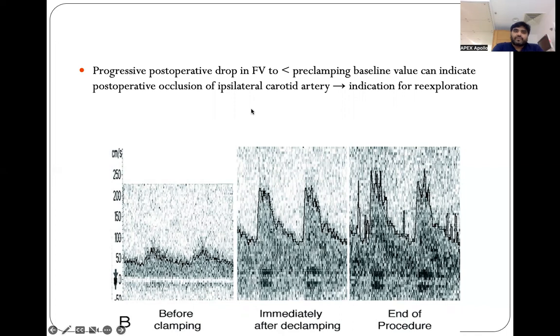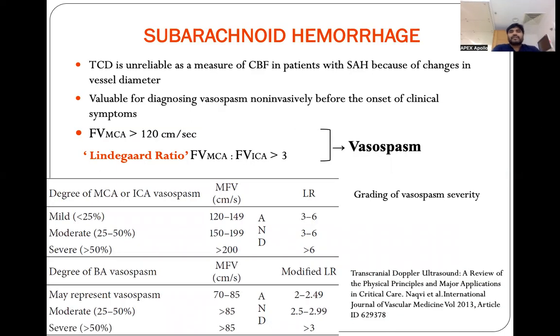Sometimes a post-operative drop in flow velocity can indicate post-operative occlusion of the operated carotid artery. That means the patient may require re-exploration. Next, TCD, transcranial Doppler, can be done in subarachnoid hemorrhage, but it is unreliable as a measure of CBF in a patient with SAH because of change in vessel diameter. But it is valuable for diagnosing vasospasm before the onset of clinical symptoms.